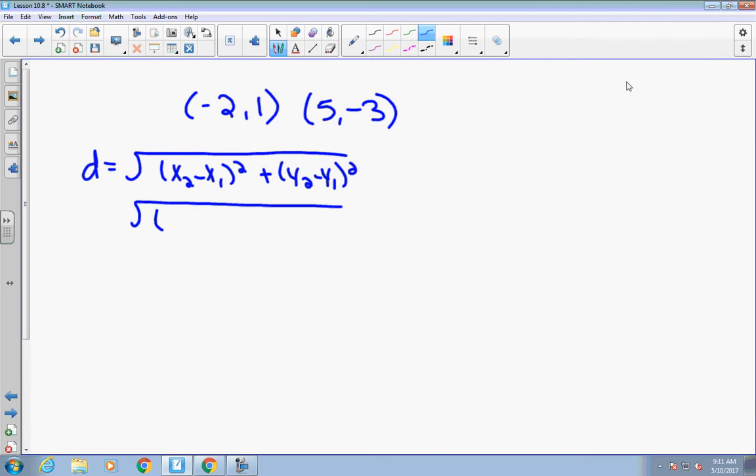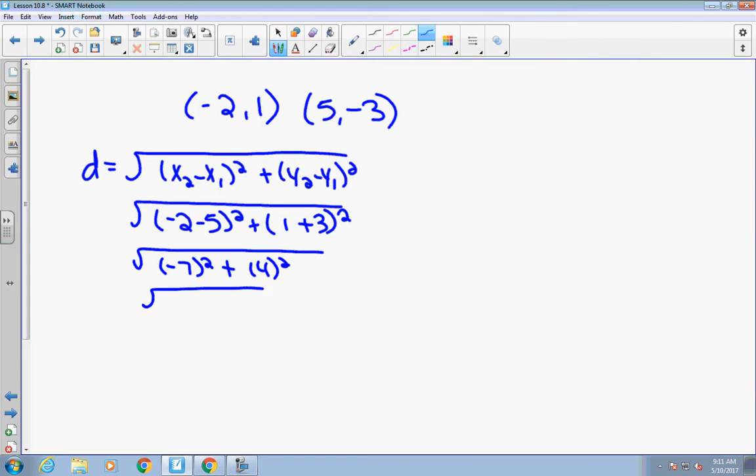Okay, so we're going to do -2 minus 5 quantity squared plus, subtract my y's, 1 minus, since it's negative, becomes plus, minus a -3 squared. So 1 plus 3 squared. And so then we simplify it. And that gives me -7 squared plus 4 squared, which is 49 plus 16, which is what? 65? Okay, so radical 65. All right, so that is distance.